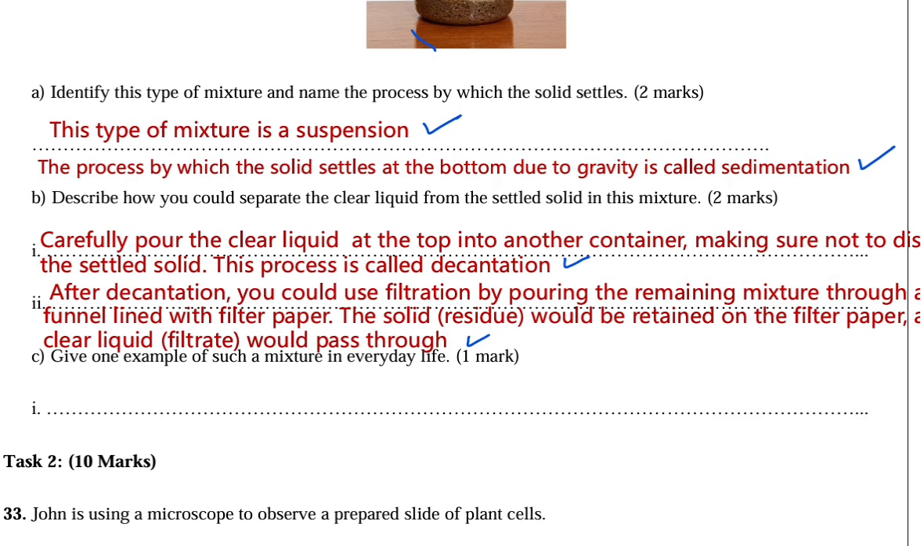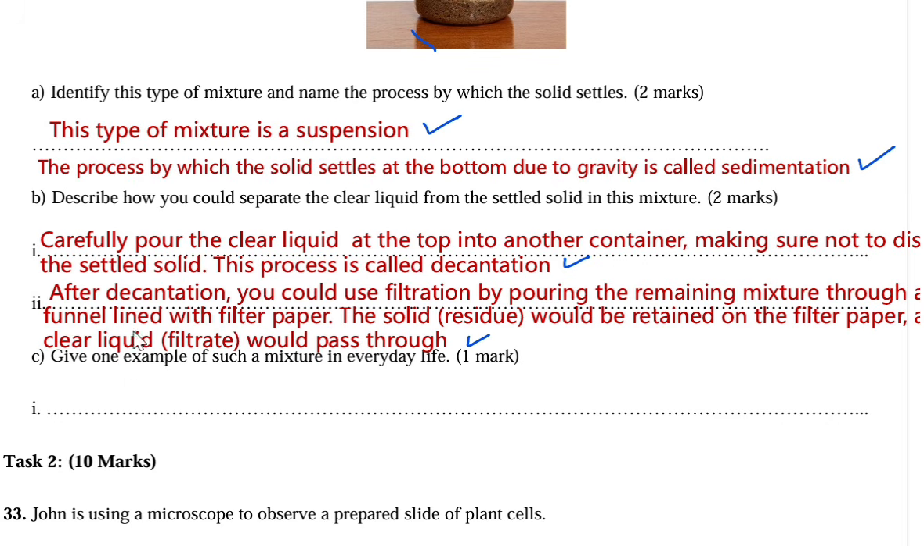Give one example of such mixture in everyday life. So we have so many mixtures. We can have a mixture of immiscible liquids. Immiscible liquids are 2 liquids which don't mix. Example is oil and water. You'll see that the oil floats on top of water. You can have kerosene or petrol and water. That is any 2 liquids which don't dissolve. You also have mixtures of a liquid and an insoluble solid. For example, sand and water, muddy water, chalk powder and water, and so on.